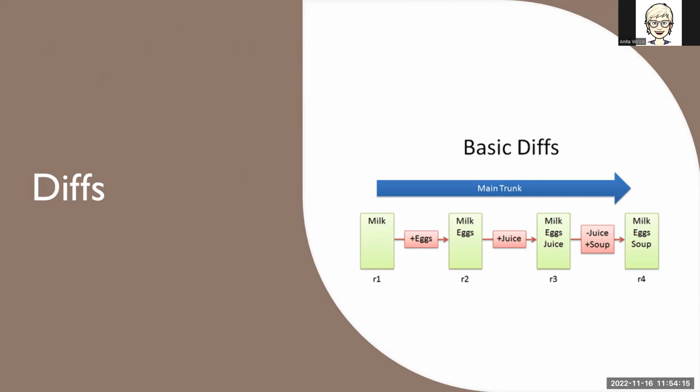Now, to get from revision 2 to revision 3, we're going to add juice, plus juice. To get from revision 3 to 4, we remove juice and add soup. So notice the minus juice and the plus soup. All of those things that are in the pink are the diffs, okay?